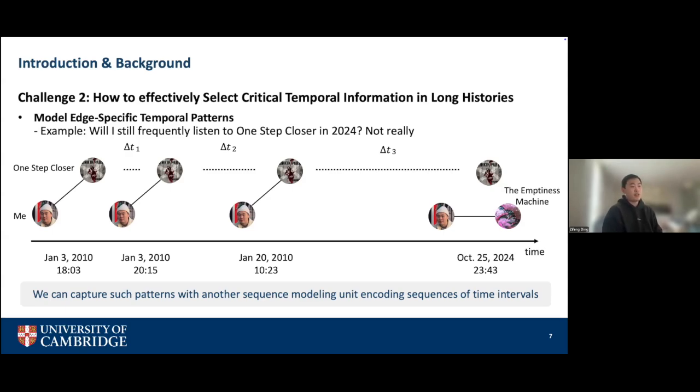So if we can capture such a change of frequency, we can help the model make a better prediction. So we can try to capture such patterns with another sequence modeling unit that can help us encode the sequences of the time intervals.